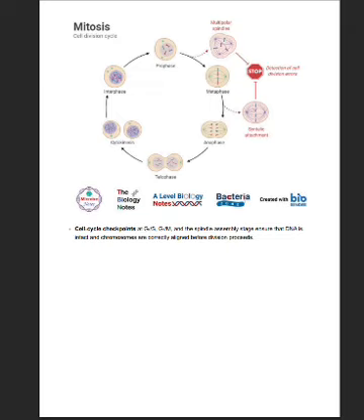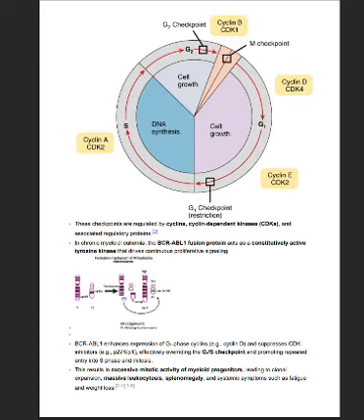If something is wrong, it triggers apoptosis and the cell dies. And if everything is okay, it allows the cell to go to the next process. This really fascinates me, by the way. And then these are the checkpoints. The checkpoints are cyclins, cyclin-dependent kinases, or CDKs, and these are associated with some regulatory proteins.